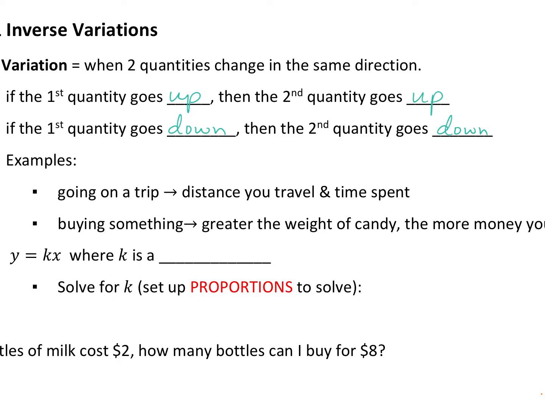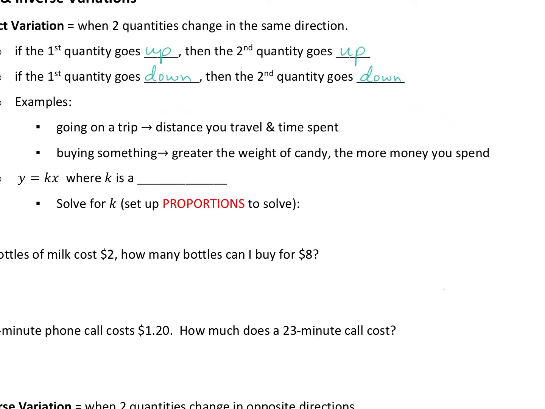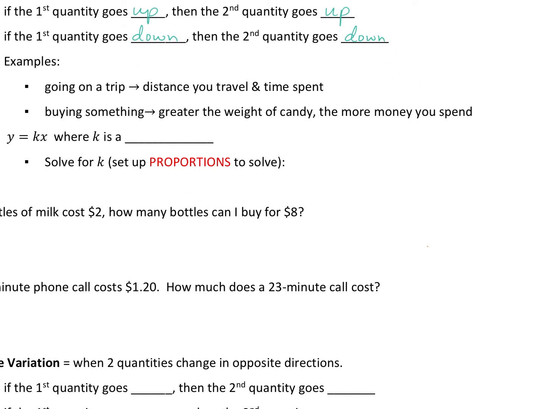The distance that you travel will be directly related to the time that you spend, right? So the more time you spend, the longer you travel. They're both going up. Or buying something. If you're going to buy something by weight, the more it weighs, the more it costs. So if it was 2 ounces, it was $4, but if it was 10 ounces, it's going to be more money. So the more it weighs, the more it's going to cost. Sorry, I keep going like this because I'm doing a coordinate plane, but that would be this way for you guys.